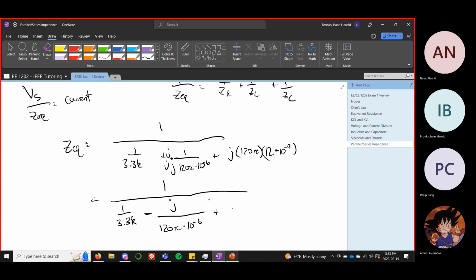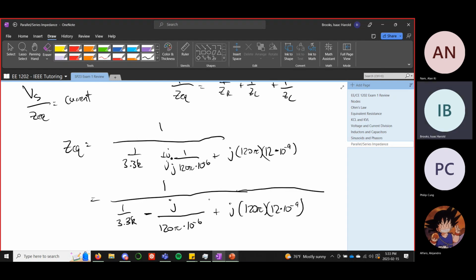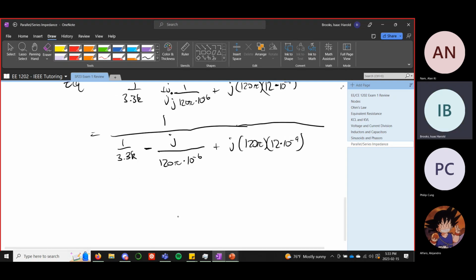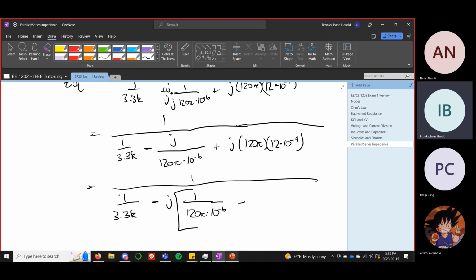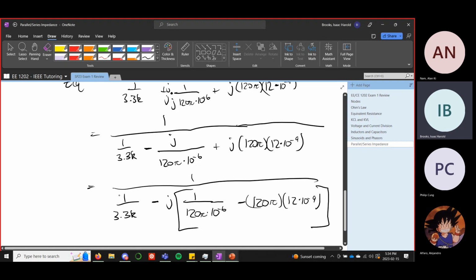Get all of your j's on top. j 120 pi 12 times 10 to the negative 9. Now you can just simply add these two together because they both have j's on the top. So you can basically factor out the j and you have 1 over 3.3K minus j times 1 over 20 pi times 10 to the negative 6th. And then we factor out a minus, so this would be minus 120 pi. Does everyone see how I've gotten here?